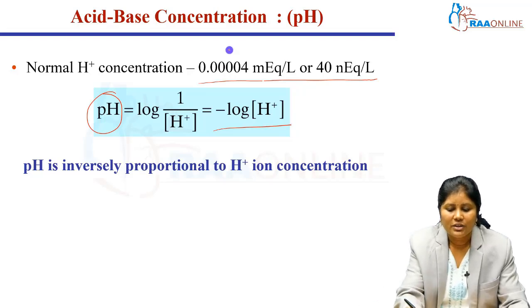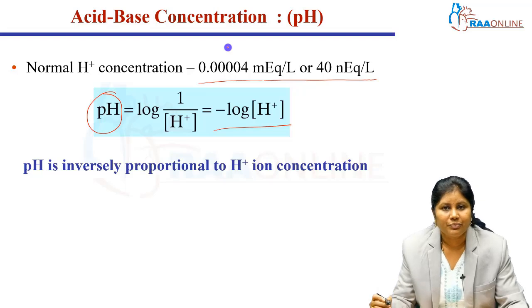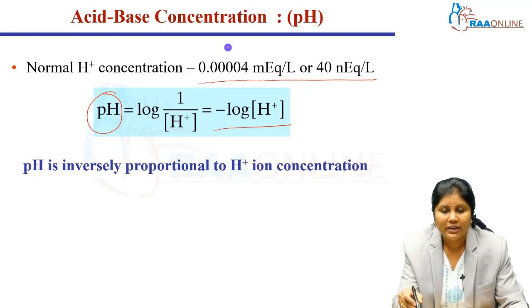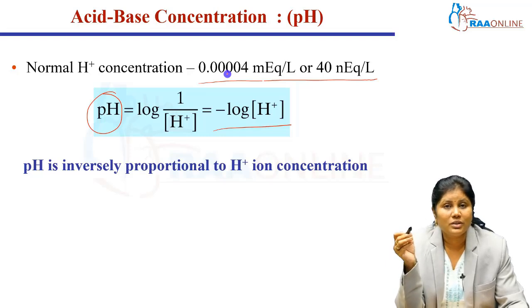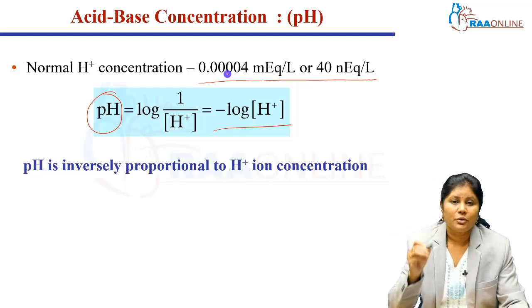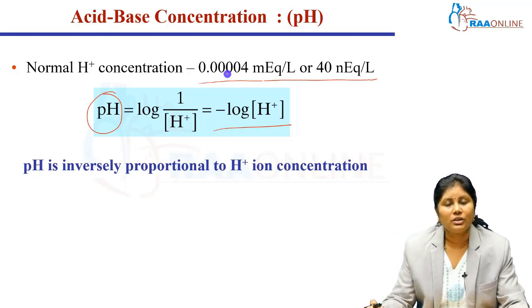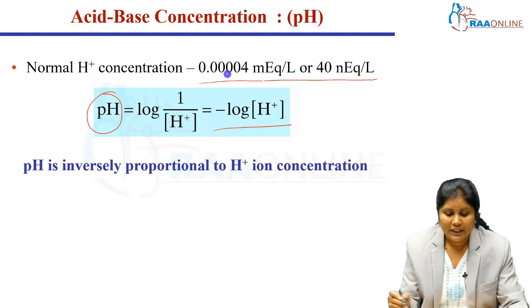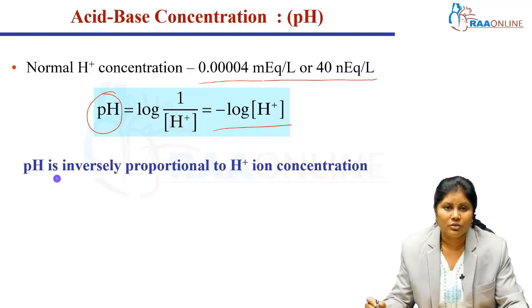See, it is very small in quantity. Say for example, sodium is 140 milliequivalents. Here, when compared to sodium, it is just 0.0004 milliequivalents per liter. So it is very less, so in that we use the unit of pH. So pH is nothing but the negative logarithm of H plus ion concentration, and it is inversely proportional to the H plus ion concentration.